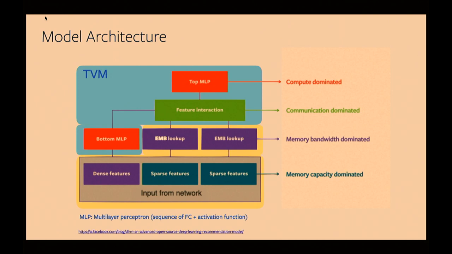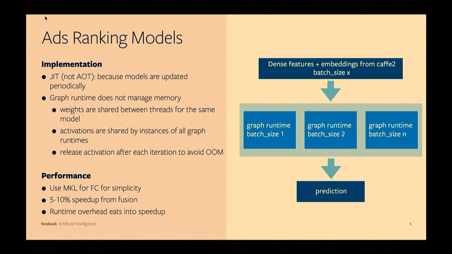The dense features, we feed through a couple of FC layers, and we have interactions between them and the embedding vectors, after which we feed those through additional FC layers. And this subgraph is what we currently lower into TVM, and it's compute bound. Now for some of the integration details.